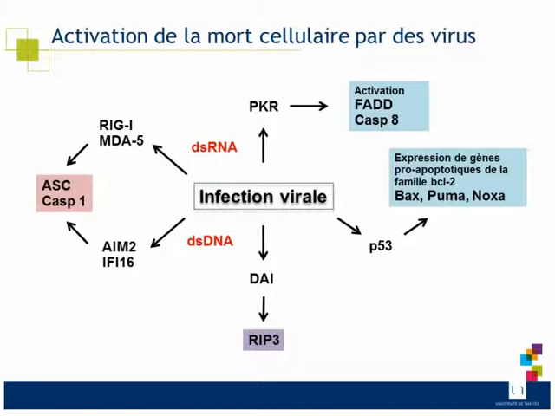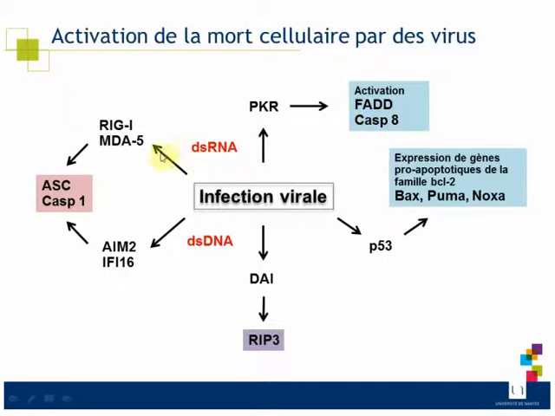Viral infection induces cell death. How? What is it that induces cell death in infected cells? Once again, it turns out it's mostly detection of viral nucleic acids that will induce apoptosis or other forms of cell death. If you have double-stranded RNA detected inside an infected cell, it will activate RNA-dependent protein kinase, and this can activate FADD and caspase 8 and activate apoptosis.